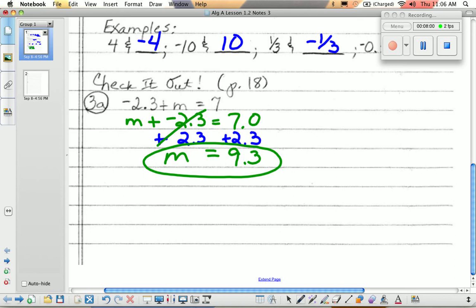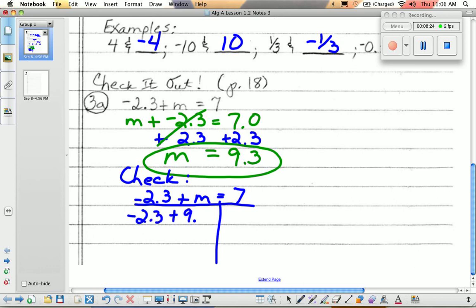Okay, we're not done yet. What do we have to do? Check it. Check problem. Okay, let's do our check problem. We write down the equation as it started, how it was given to us. We make a nice T under it. Substitute the m for 9.3. We put our 9.3 in place of the m. We do a substitution step.